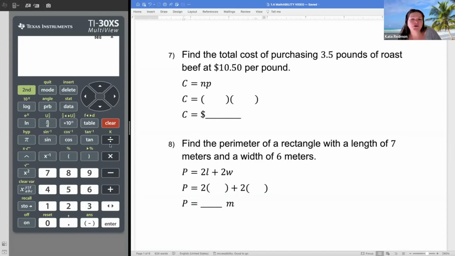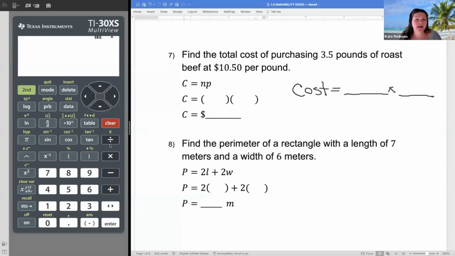Number 7 says, find the total cost of purchasing 3.5 pounds of roast beef at $10.50 per pound. Now, it's not actually written out as a formula on the formula sheet. I think it actually says like cost is equal to, and they use some words. So this one's even easier, but I was too lazy because I'm a mathematician. So I wrote C is equal to NP. But anyway, what I'm trying to say is C is equal to the number of items you buy times the price per item. It's basically the same formula as the distance formula above, right? We have a rate, that's the cost per item, and we have a certain number of items.